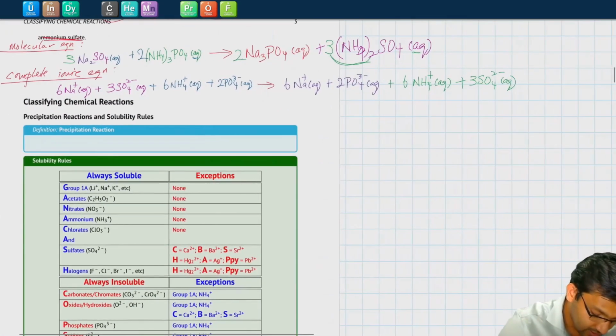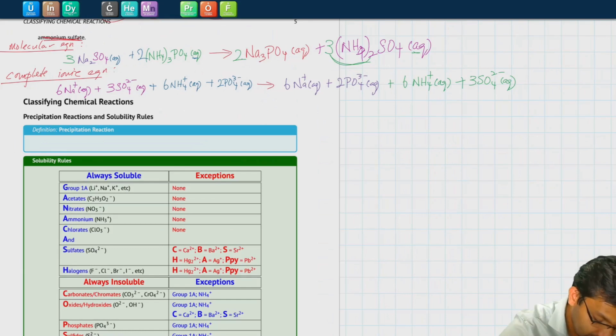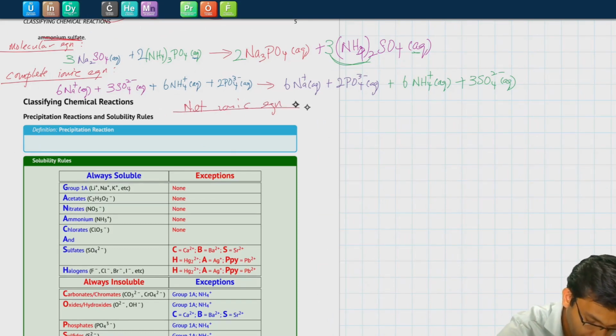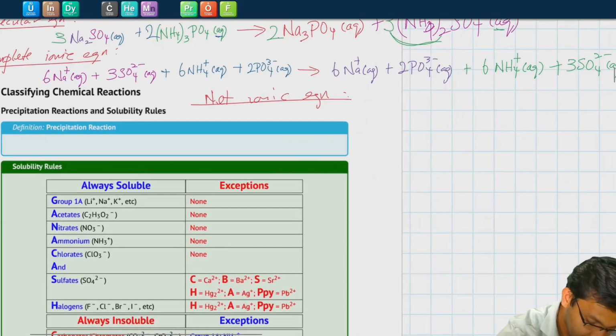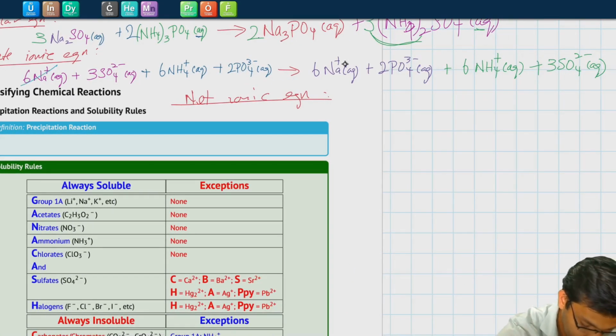All right, let's look at the net ionic equation. So now, before we can do that, let's figure out the spectator ions, the ions that do not change. On the left-hand side, we have 6 sodiums. On the right-hand side, we have 6, so that cancels out. On the left-hand side, we have 3 sulfates. On the right-hand side, we have 3 sulfates, so that cancels. On the left, we have 6 ammonium. On the right, we have 6 ammonium, so that cancels. And on the left, we have 2 phosphates. And on the right, we have 2 phosphates, so that cancels.